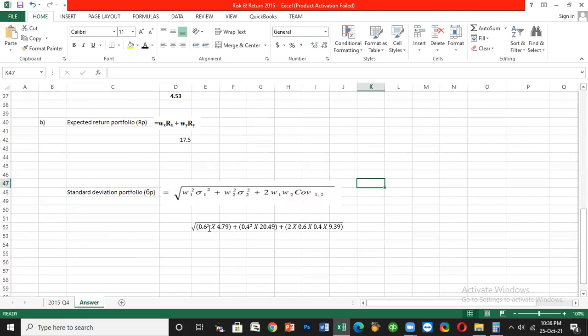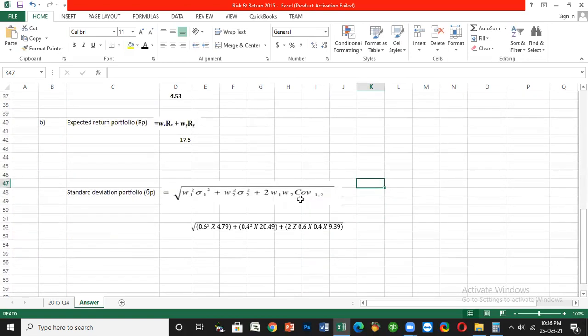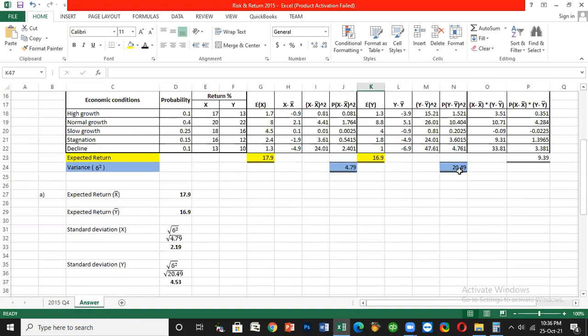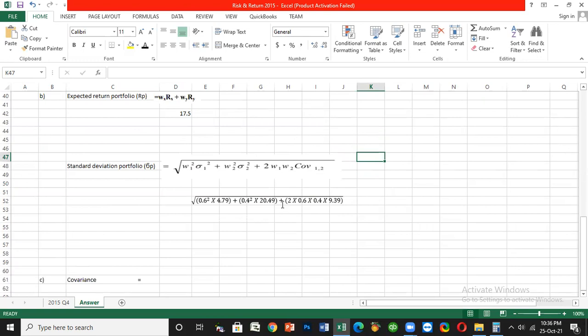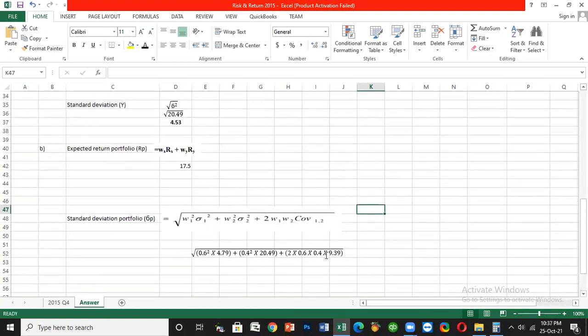Then apply this formula: 0.6 squared multiplied by variance of X, 4.79, which we already calculated, plus weight of Y 0.4 squared multiplied by variance of Y, 20.49, already calculated, plus 2 multiplied by 0.6 multiplied by 0.4 multiplied by covariance, which we calculated as 9.39. So this is the covariance, 9.39.